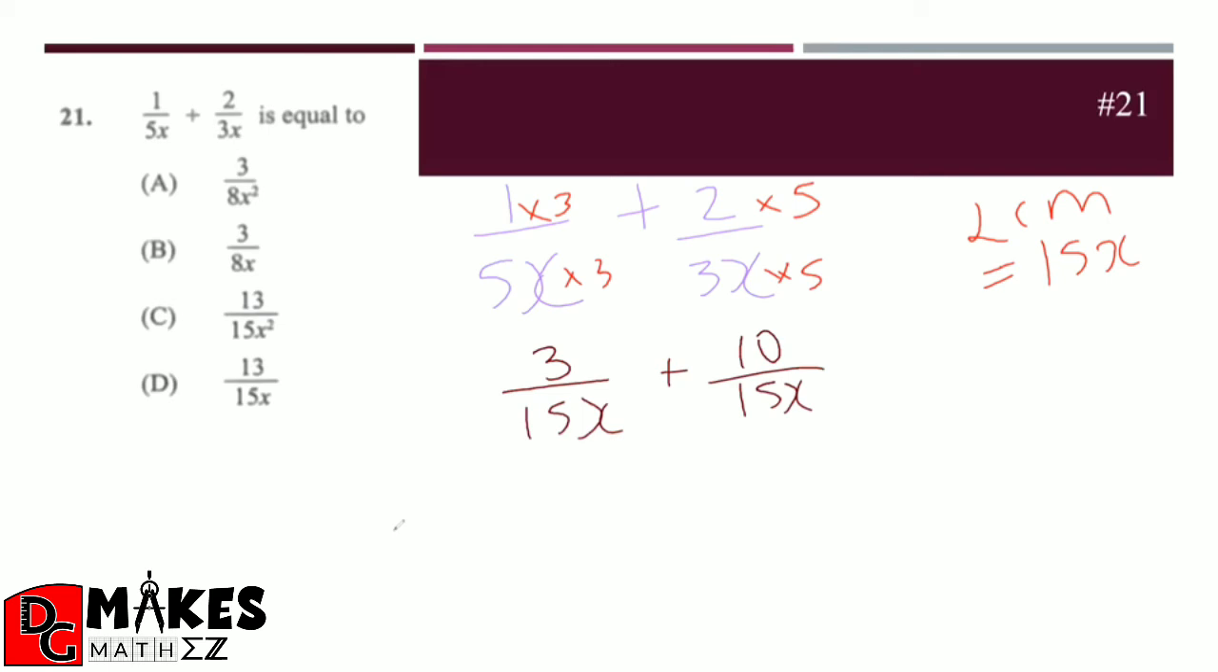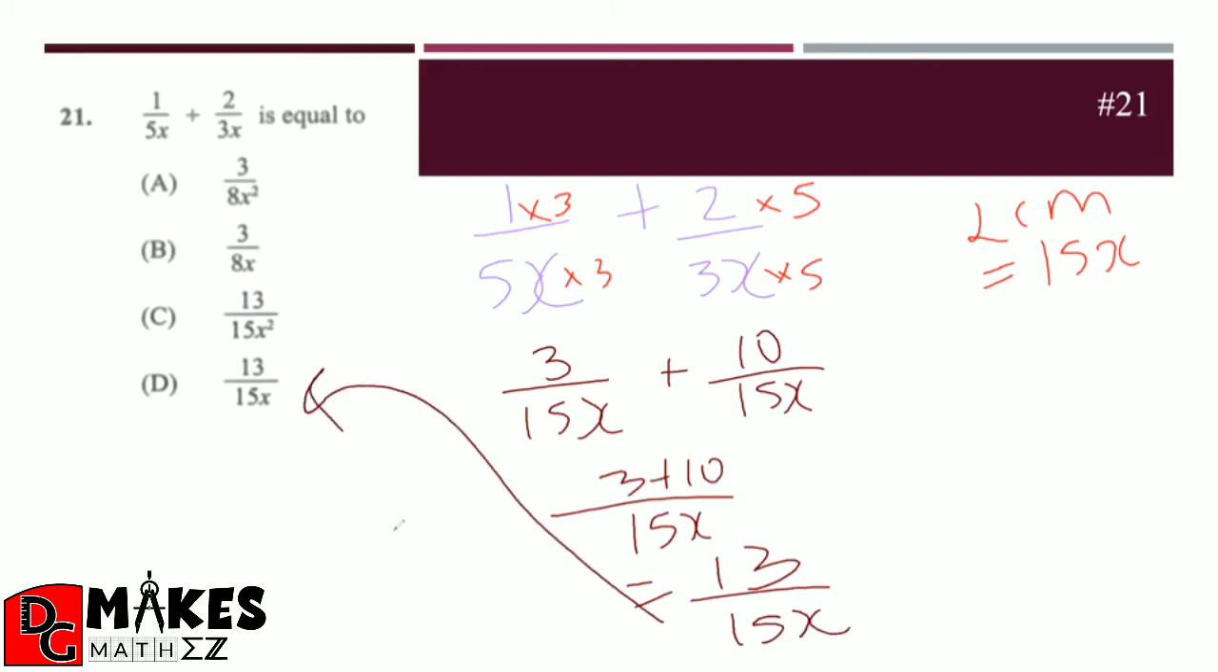Bingo! Now that our denominators are the same, we can just add our numerators, 3 plus 10, which would give us 13 over 15x. And that is our final answer, D.